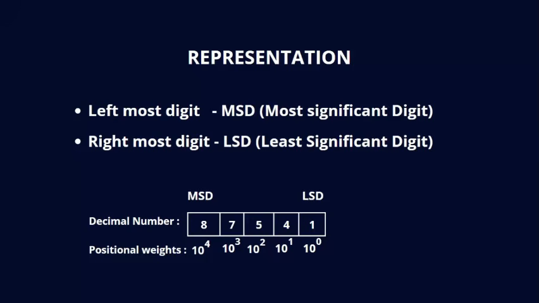Consider a decimal number as shown. The number is 87,541. Here, 8 is the MSD or the most significant digit. The highest positional weight or the highest place value is associated with the most significant digit. In this case, the highest positional weight is 10 raised to 4 or 10,000. The lowest positional weight is 10 raised to 0 or 1 or units, and this is associated with the LSD or the least significant digit.